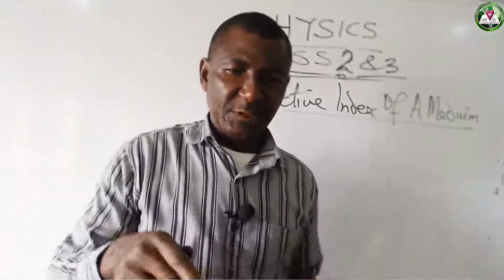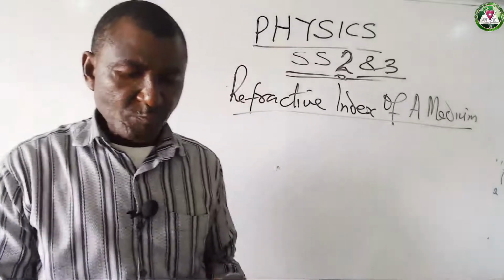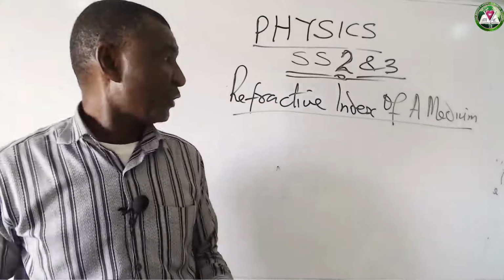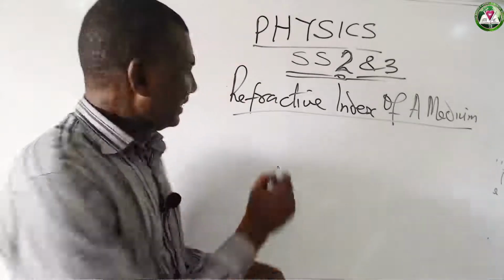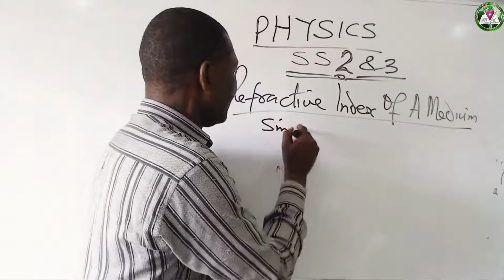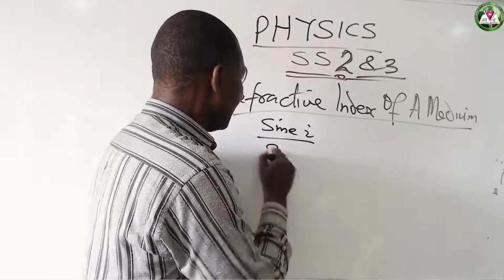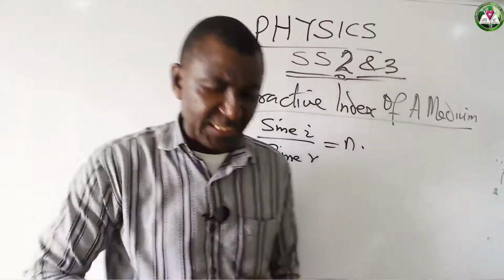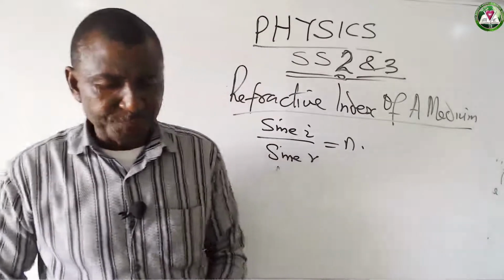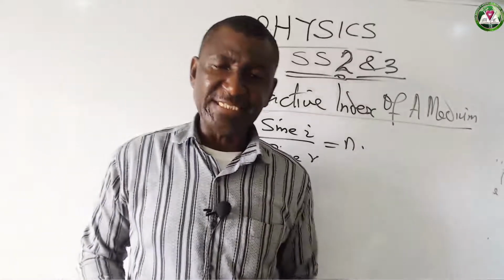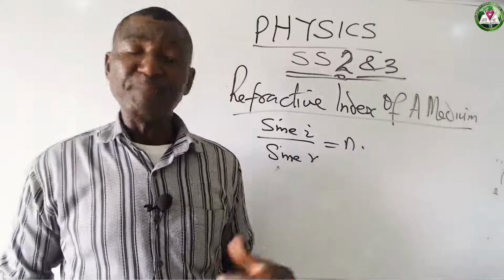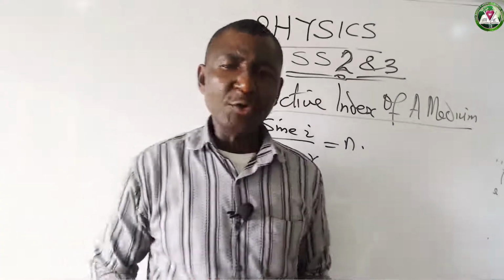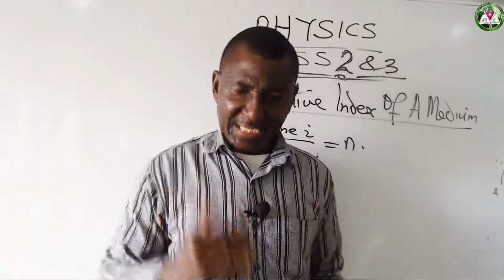Refractive index of a medium. So we are saying that the constant of proportionality in this equation, sine I all over sine R, is n, as I told you, for a given media. That is the plural of medium. For a given media, that is air and water, or air and glass.